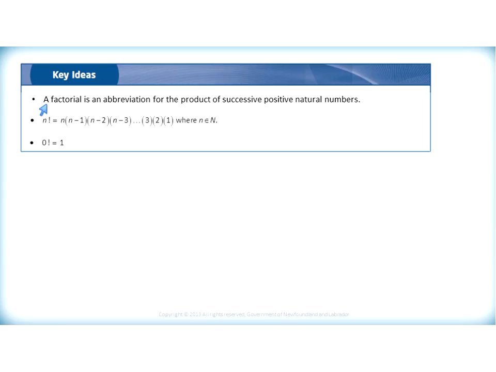As a summary then, a factorial is an abbreviation for the product of successive positive natural numbers. N factorial is equal to n times n minus 1 times n minus 2 times n minus 3, and so on till we get to 3 times 2 times 1, where n belongs to the set of natural numbers. It is also important to remember that 0 factorial is equal to 1. As well, when we're using permutations, if we have n permute r, the formula will be provided for us, but it is important to note that n has to be greater than or equal to r, and both of them have to be greater than or equal to 0. That restriction on those variables is important to note.